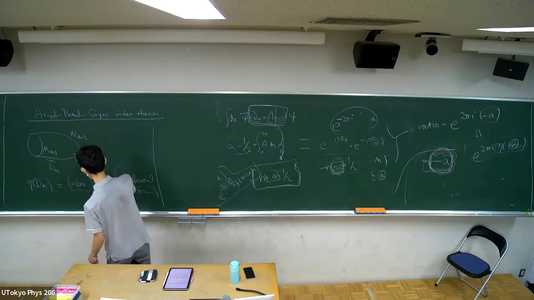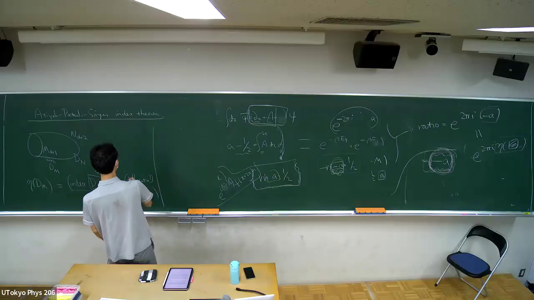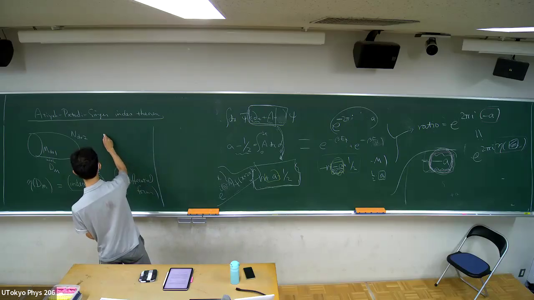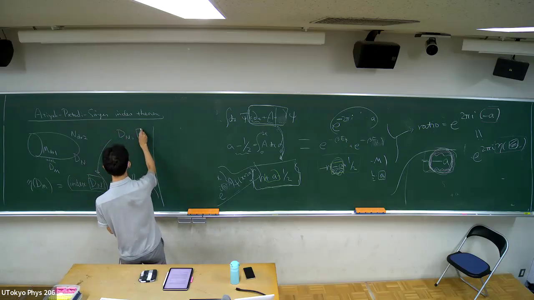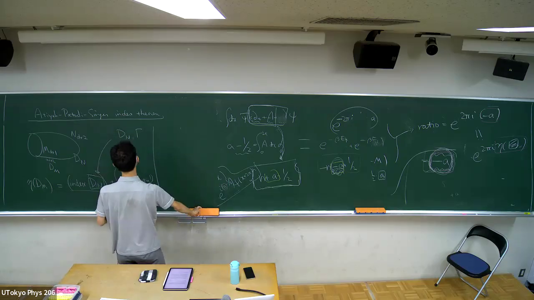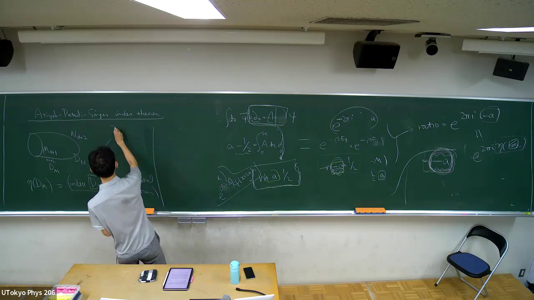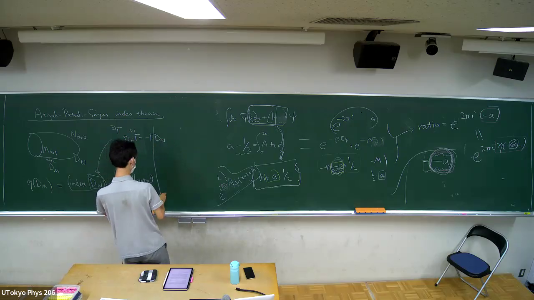So this index is an integer associated to Dn. What happens is that the index is defined as follows. Typically, in even dimensions, there's an operator gamma which anti-commutes with the Dirac operator, such that Dn gamma is minus gamma Dn.